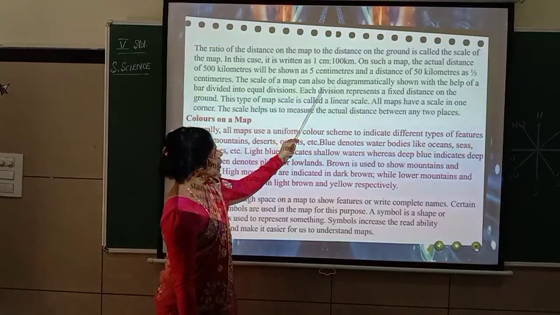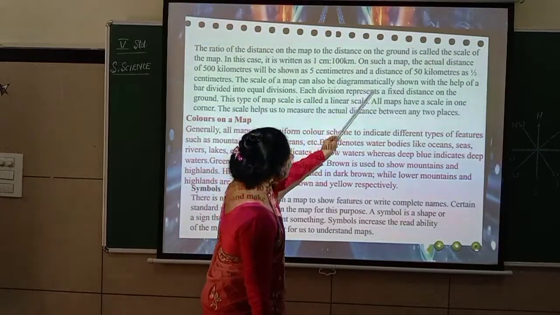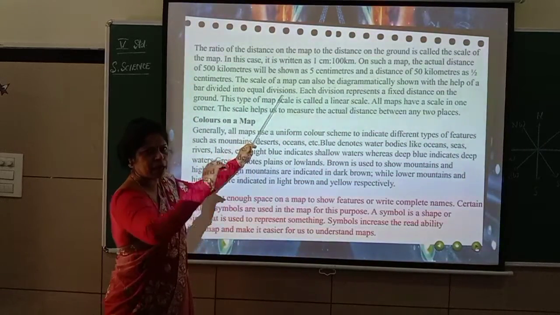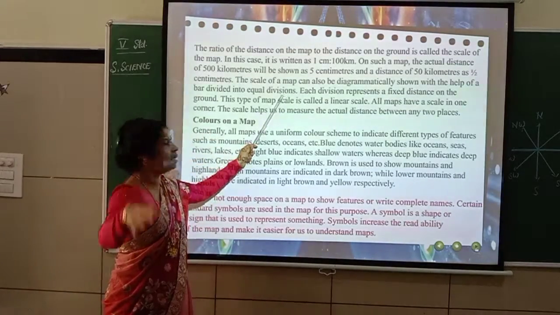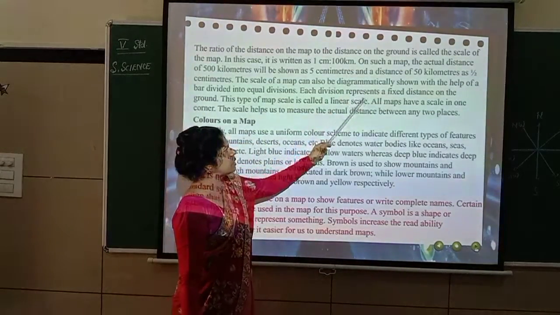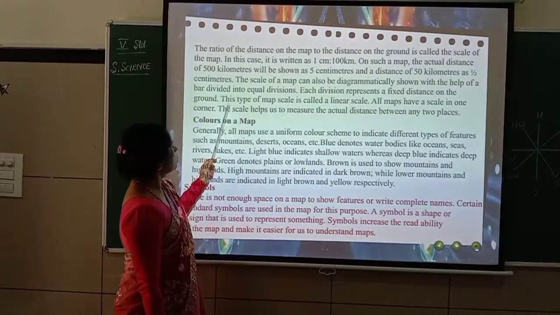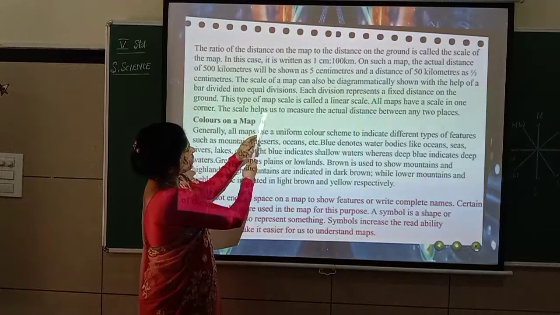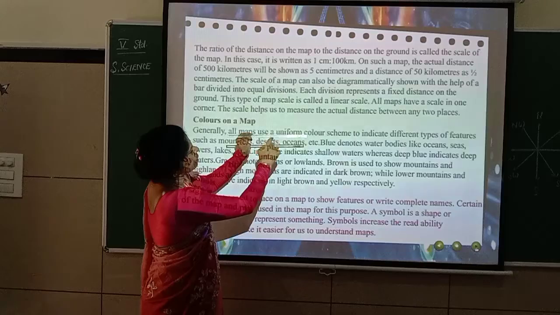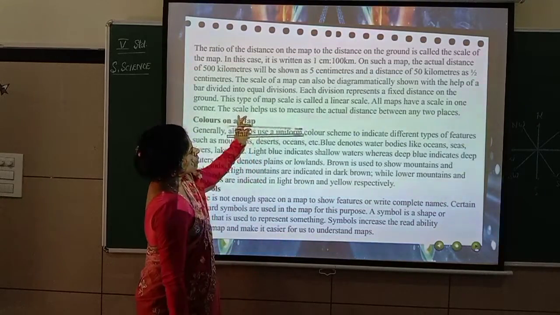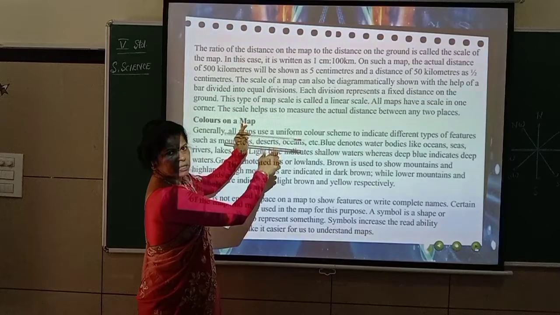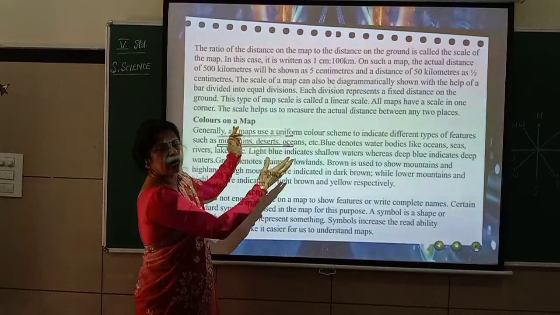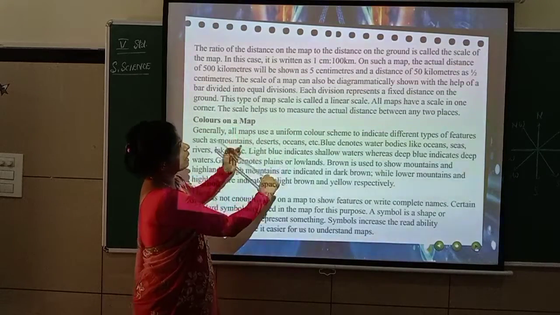The scale of a map can also be diagrammatically shown with the help of a bar divided into equal divisions. A bar is taken and that is divided into equal divisions. Each division represents a fixed distance on the ground. So for example, you can see this is a scale. So it is a bar. What is happening here? Can you see here? See, this has been divided into small divisions, isn't it? So every division is considered as 1 centimeter, meaning 100 kilometers. Clear? That is the way it is done.